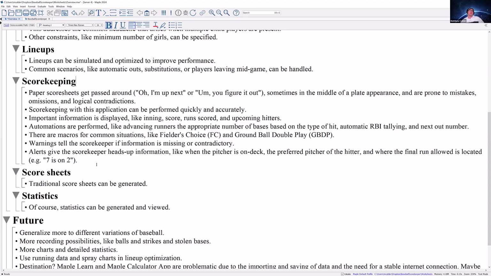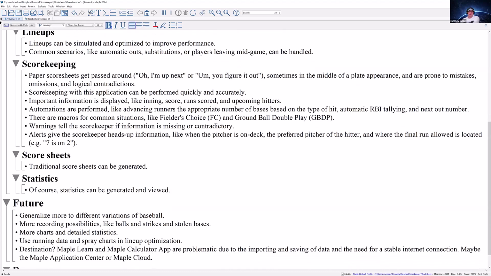For the scorekeeping itself, the paper score sheet would be handed around between multiple scorekeepers, sometimes mid at bat, and it's very prone to errors, like contradictions and missing information. So that's one thing I wanted to address with this application. It does it much more quickly and much more accurately.